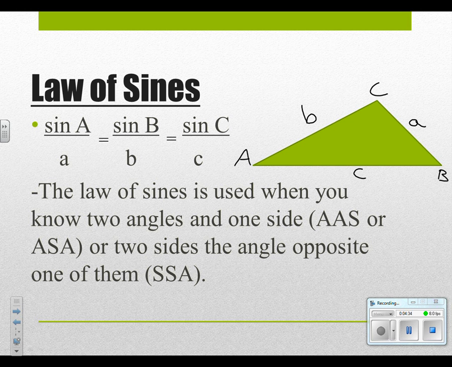So now you can go and write down that sentence or finish writing if you haven't yet. The law of sines is used when you know two angles and one side. And that could be either angle-angle-side or angle-side-angle. It doesn't matter if the side is included or not. If you know two angles and one side, this can be used. Or, a more specific case, two sides and the angle opposite one of them, or SSA.